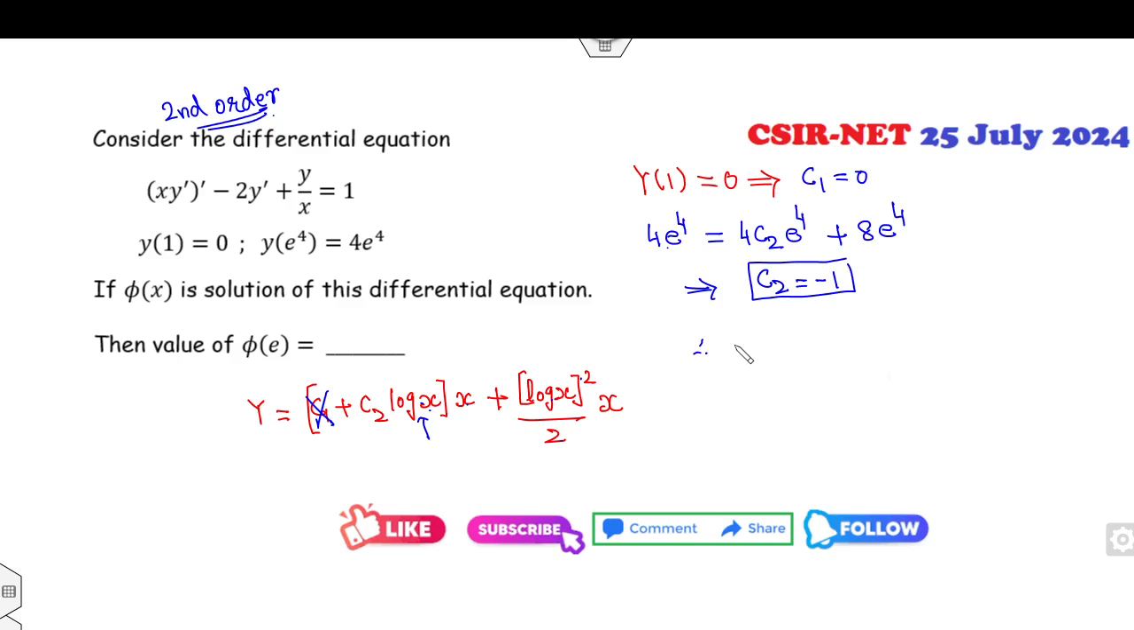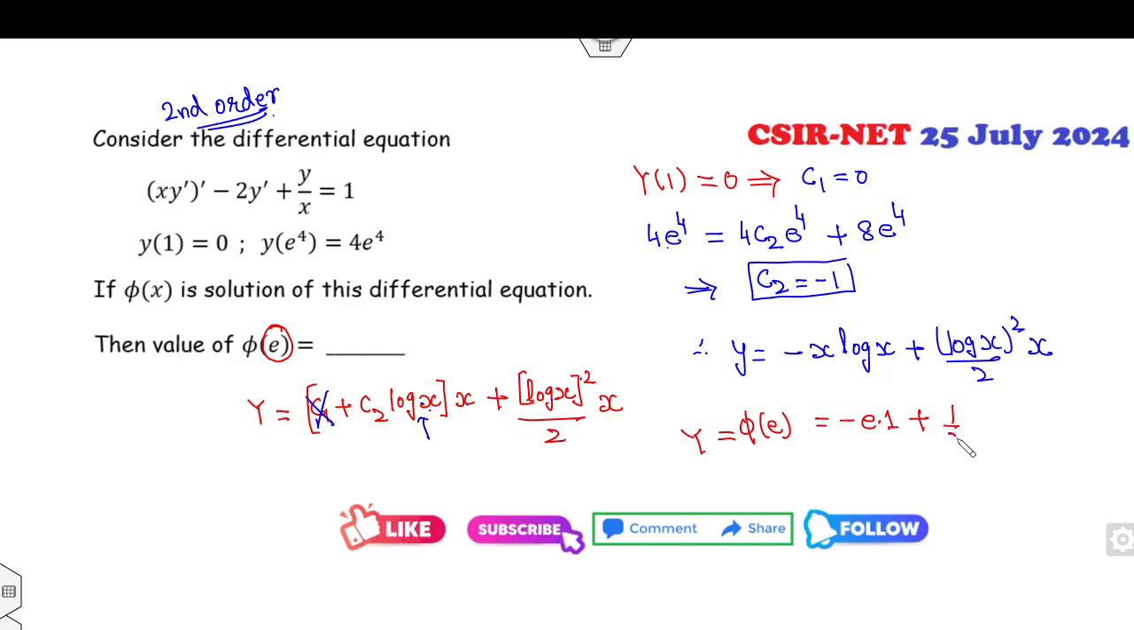Fine. So what is my final solution? It is minus x log of x plus log of x whole square divided by 2 into x. So what is the right answer? I need it at e. So what is the value of phi of e? That will be minus e. Log of e is my 1 plus log to the base e, e is 1, so it's 1 over 2 into e. So minus e over 2 is the right answer of this problem.